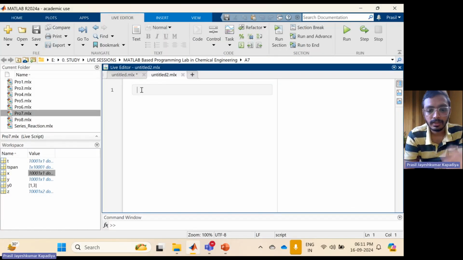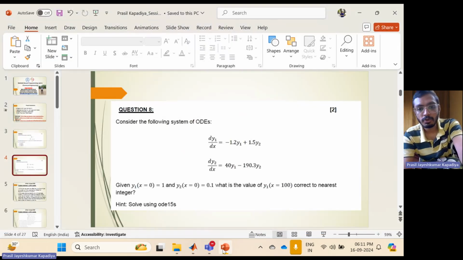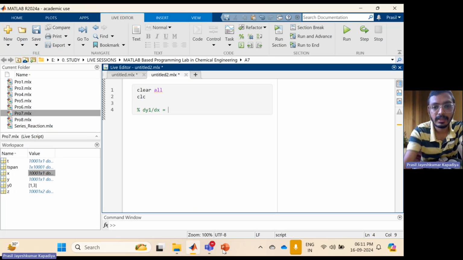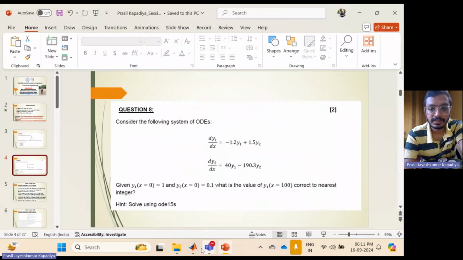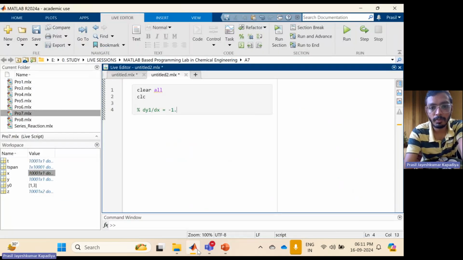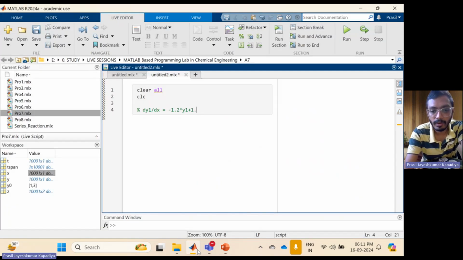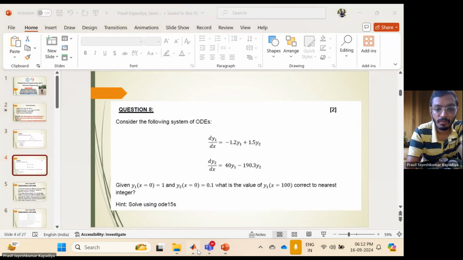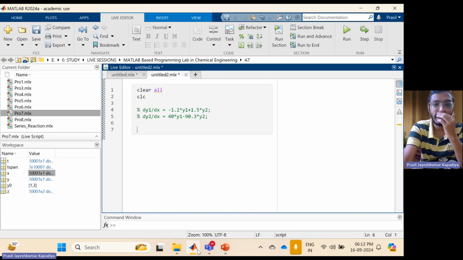So let's try to solve this. I will repeat the same procedure. Here one, here two. Next, I am just showing this because it will be useful for today's problem. dy1 by dx is equal to minus 1.2 y1 plus 1.5 y2. My second equation is dy2 by dx is equal to 40 into y1 minus 190.5. Yes. So let's try to solve this.